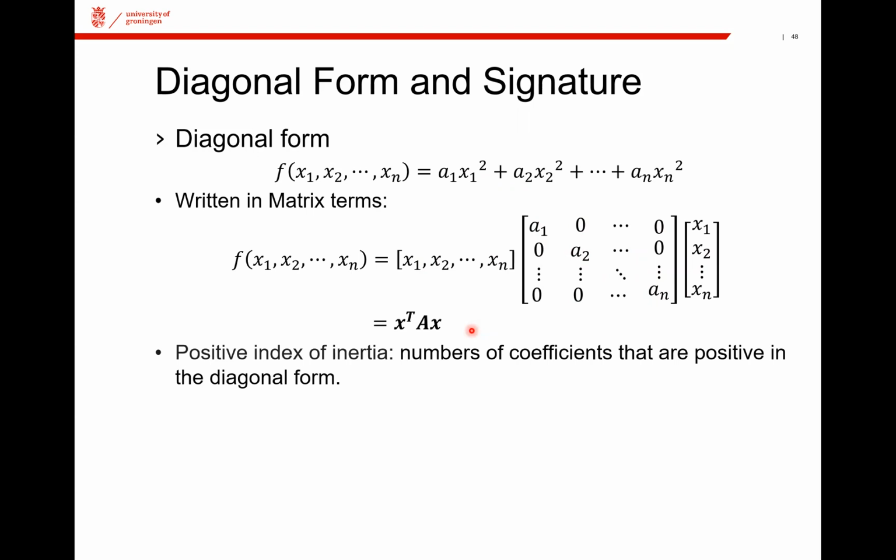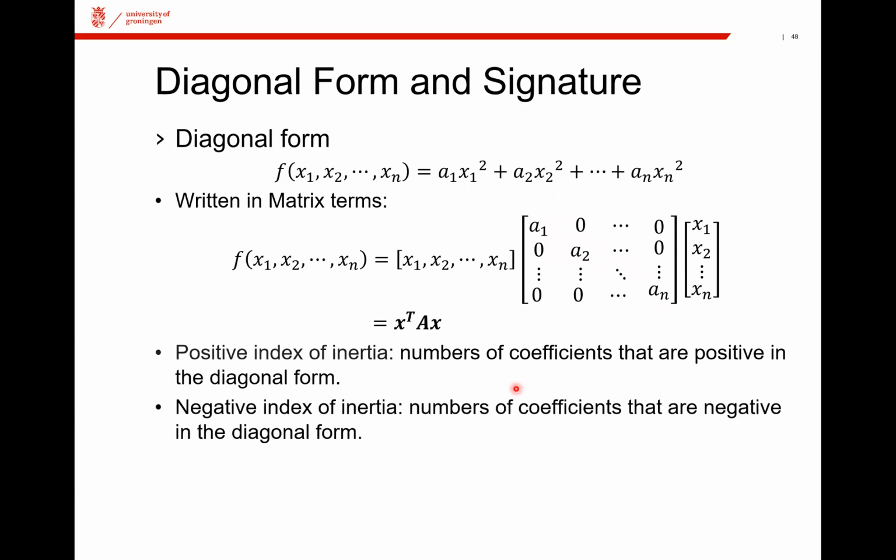And then the positive index of inertia: the number of coefficients that are positive in the diagonal form. So basically, how many numbers are positive in this line. And the negative index of inertia: the number of coefficients that are negative in the diagonal form. So basically, still, how many numbers are negative in this line?